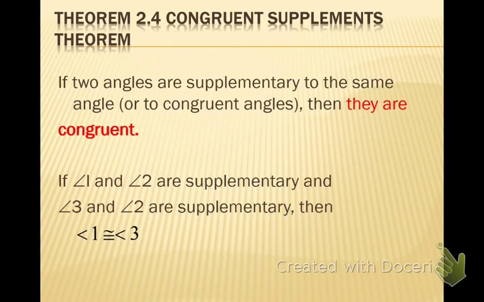So we could say this is angle 1, this is angle 2, and 1 and 2 are supplementary. Then you draw angle 2 again, and this is angle 3. Angle 3 and angle 2 are supplementary. So since 2 is the same in these, then 1 and 3 would have to be the same measure.